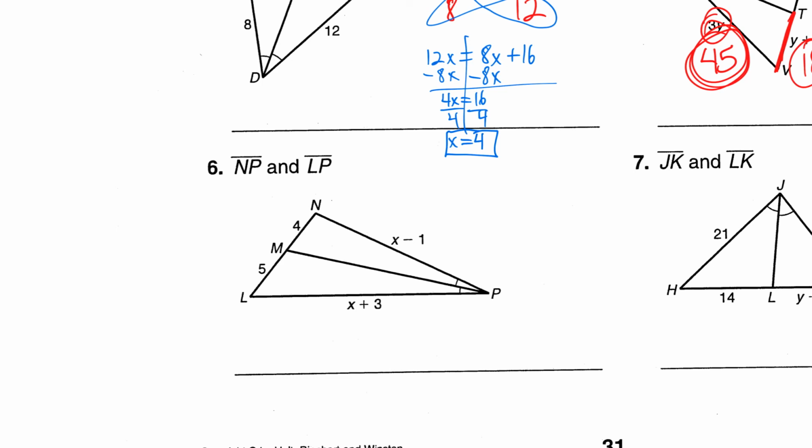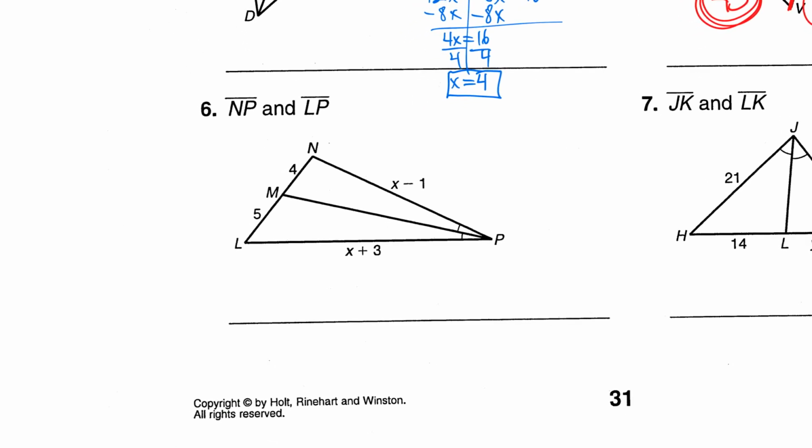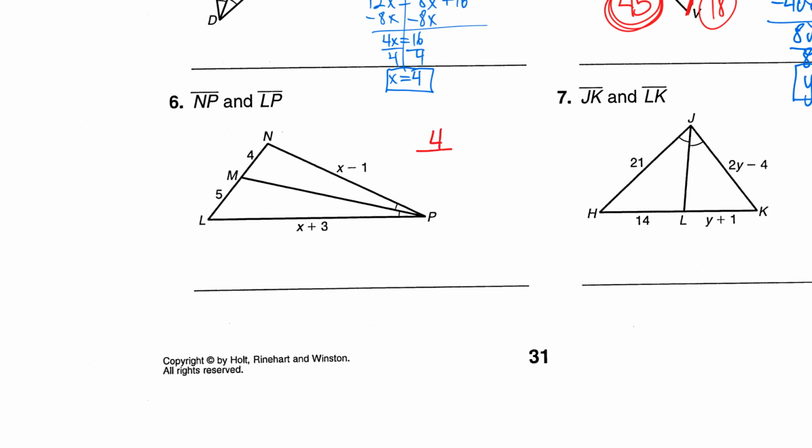Okay. Number 6. Am I going to set this one up? Where's the x minus 1? Okay. 4 is to x minus 1 as 5 is to x plus 3. All right. Work that out.